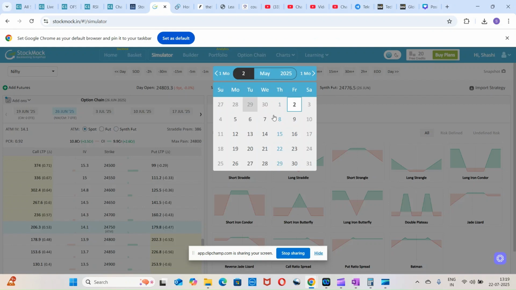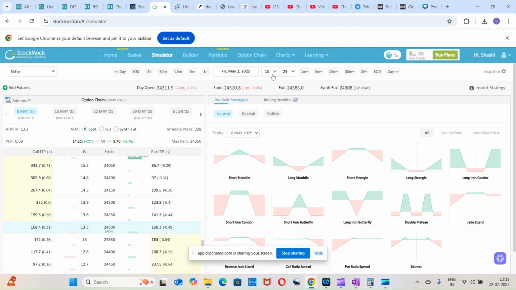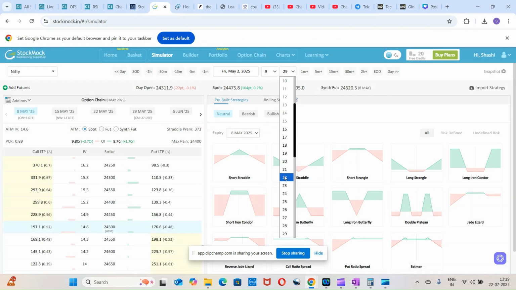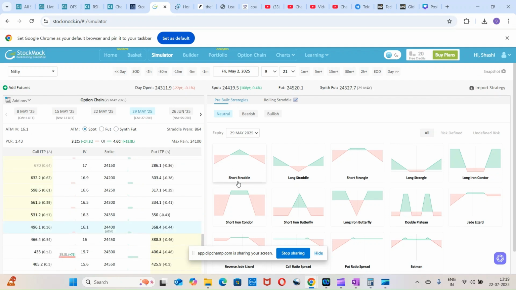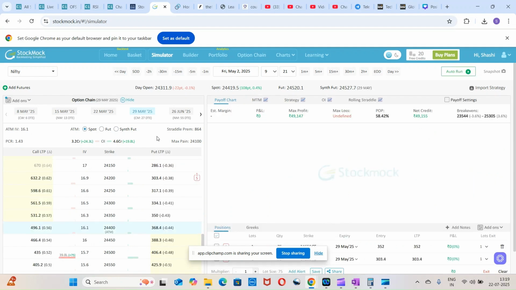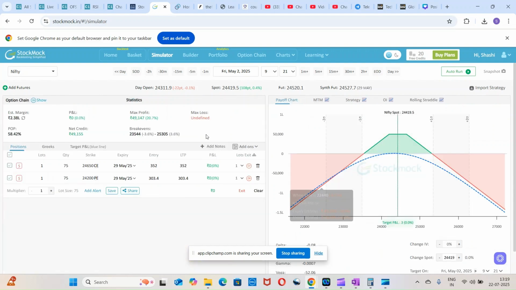Month of May, so we'll come to the second. So month of May, the last expiry. We'll select. We have a range bound view. Okay, so I already explained one standard deviation. All that I explained. So I'll just run it.